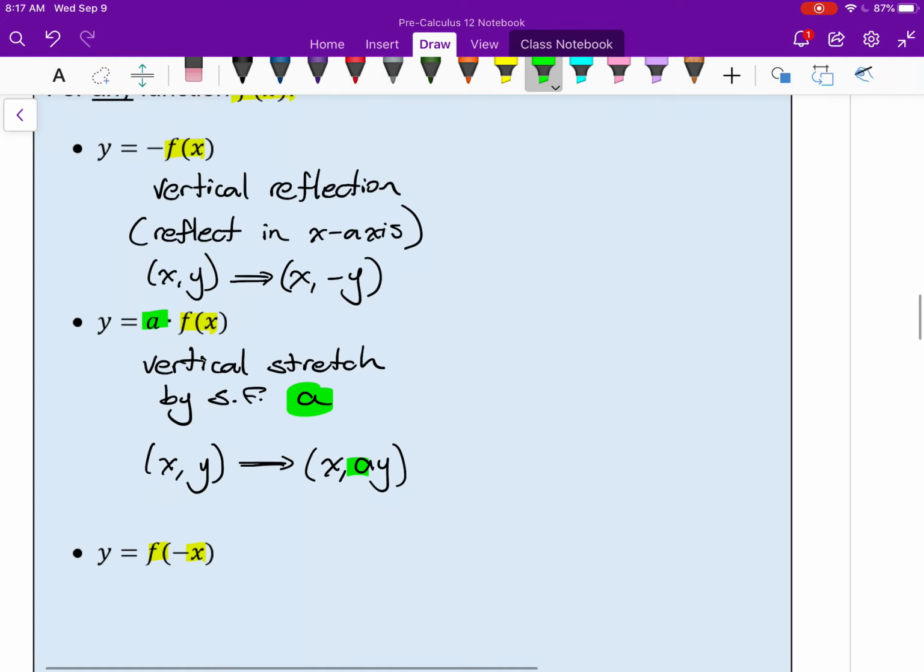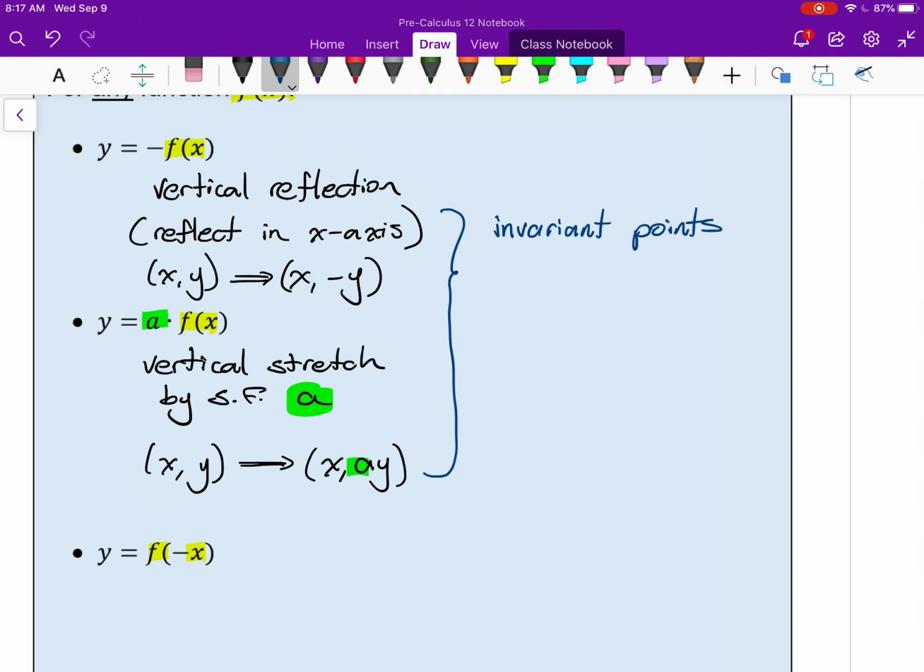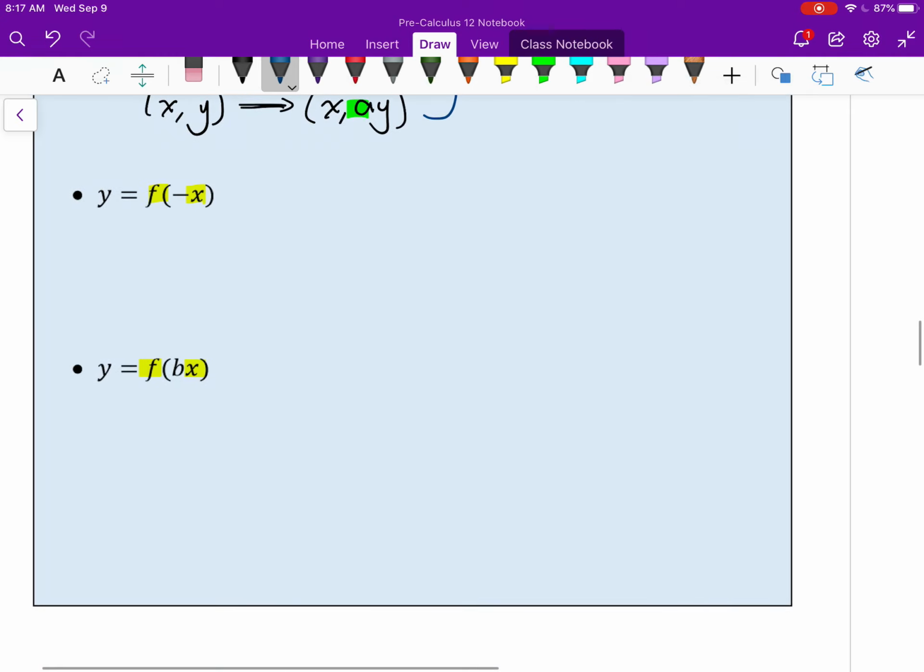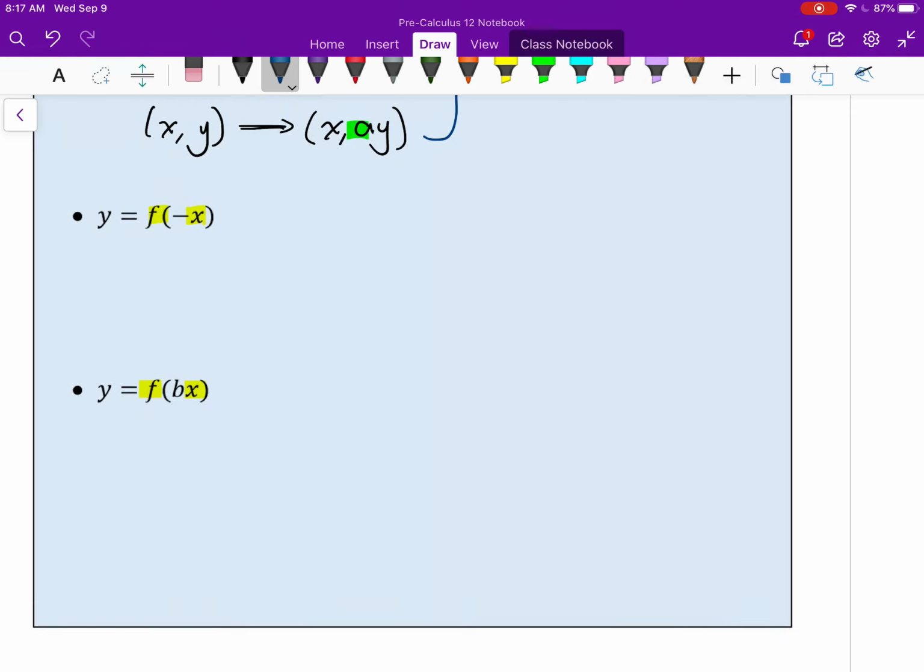All right? And so the points that don't change, the invariant points, I touched upon this. The invariant points are on the x-axis. Again, invariant points are the places where, in this case, f of x and the transformed version are the exact same. Invariant points are on the x-axis. And we saw that with my example with the wave earlier. That's easier, usually, than if you multiply the x by some value.